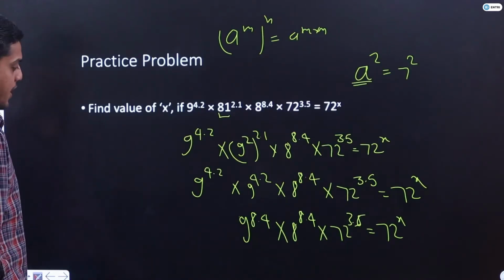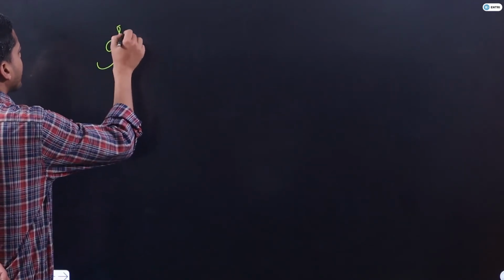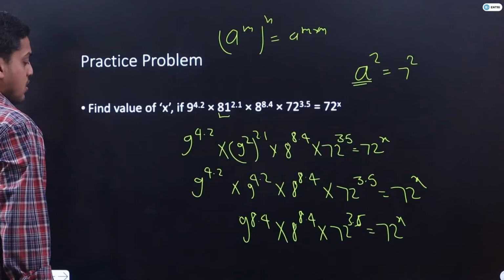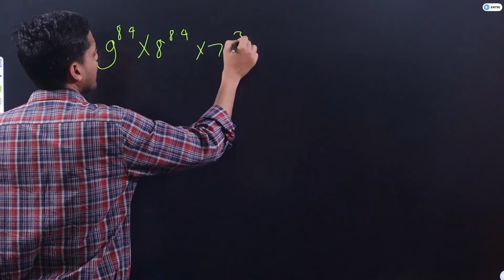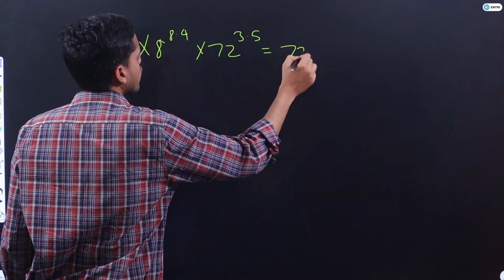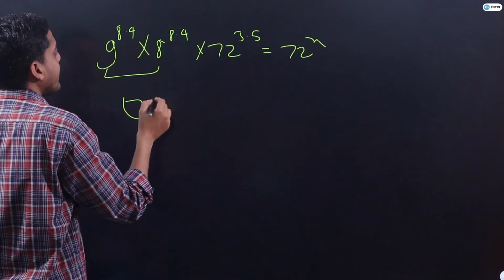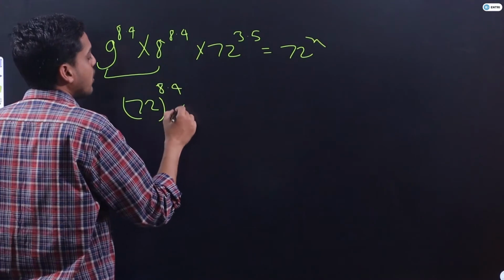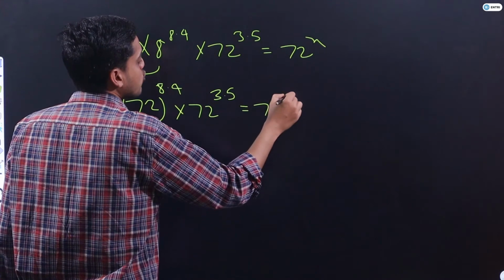9.84 into 8.84, 8 is to the power 8.4. So you will say 9 is to the power 8.4 into 8 is to the power 8.4 into 72 is to the power 3.5 is equal to 72 is to the power x. So ultimately it will also become 72 is to the power 8.4, yes or no? 72 is to the power 8.4 into 72 is to the power 3.5 is equal to 72 is to the power x only.